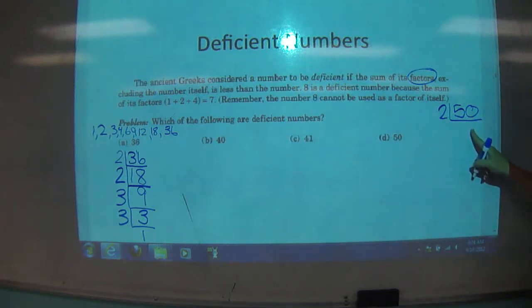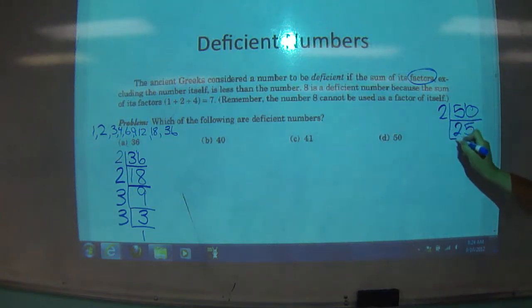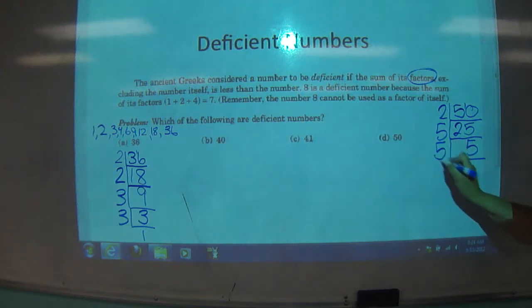So 2, how many 2's in 50? 2 and 5 is 2 with 1 left over. 2 and 10 is 5. You like the way? That's pretty easy, huh? What goes into 25? 5. How many times? 5. What goes into 5? 5. How many times? 1. You're done.